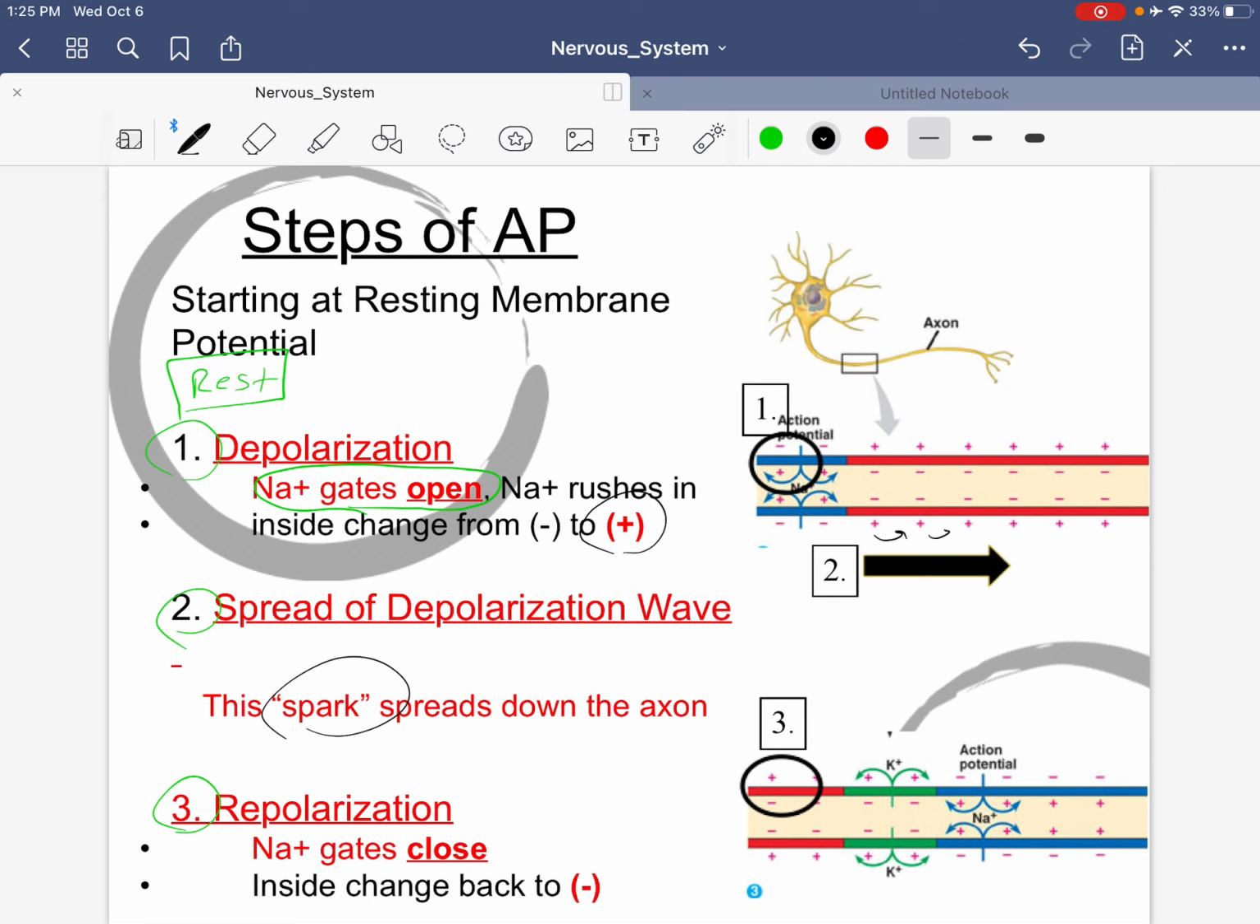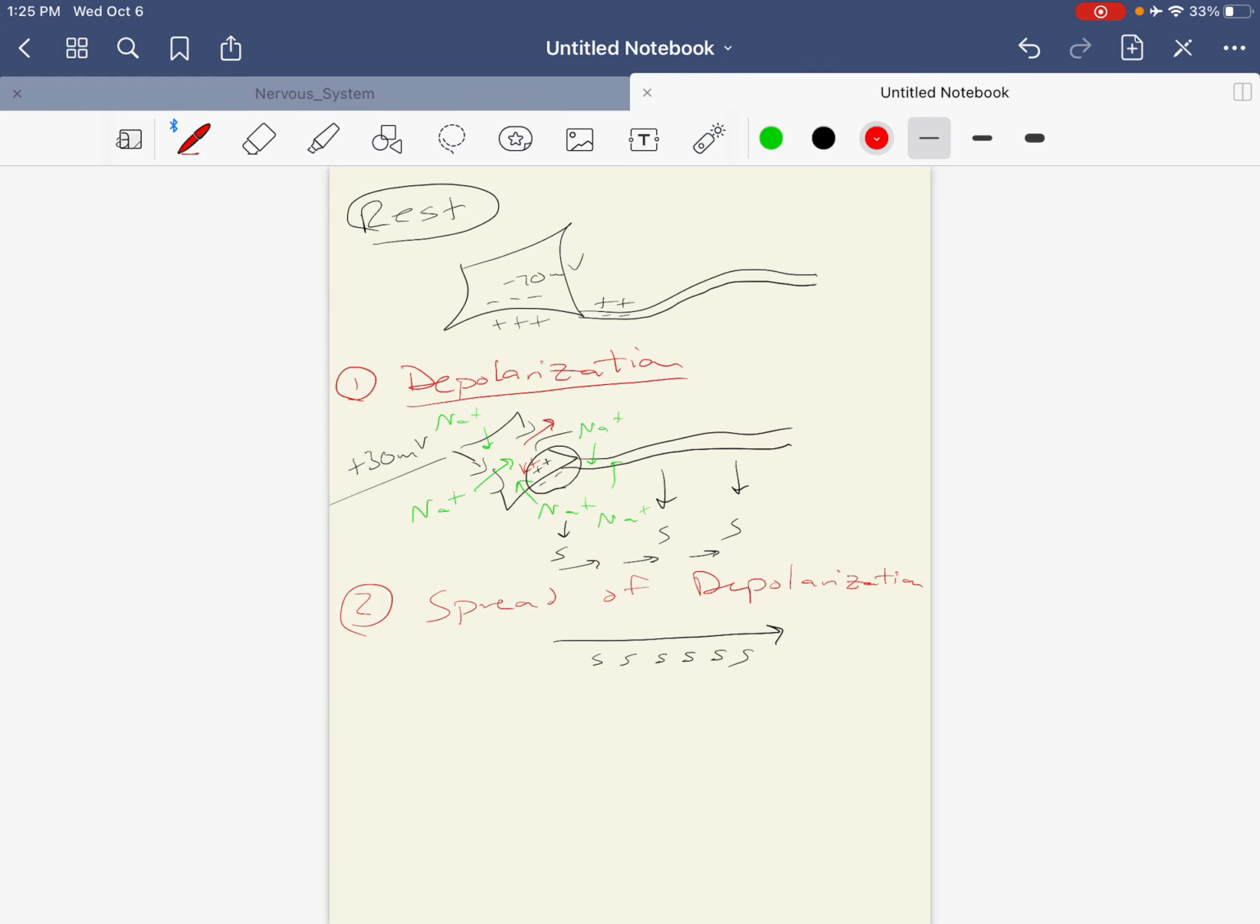We open sodium channels in one place, then we open them in the next place, open them in the next place. And that depolarization wave will spread. Now, after an area depolarizes, it will repolarize, which just means going back to what it was at rest. If we changed it by opening sodium channels, wouldn't we want to bring it back to normal by closing them? Yep. So step number 3 is repolarization.